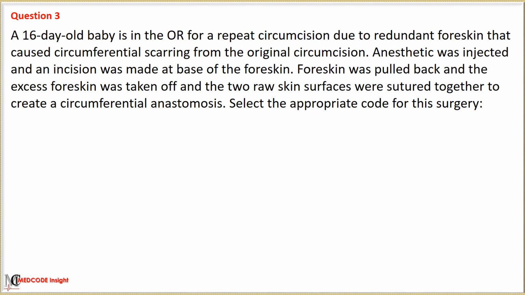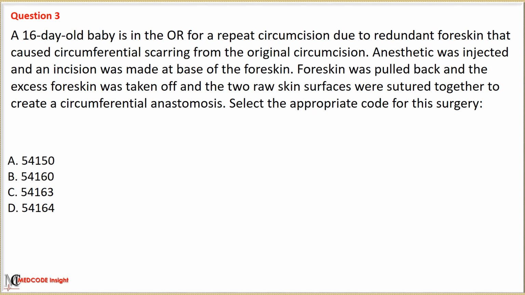A 16-day-old baby is in the operating room for a repeat circumcision due to redundant foreskin that caused circumferential scarring from the original circumcision. Anesthetic was injected and an incision was made at the base of the foreskin. Foreskin was pulled back and the excess foreskin was taken off, and the two raw skin surfaces were sutured together to create a circumferential anastomosis. Select the appropriate code for this surgery.